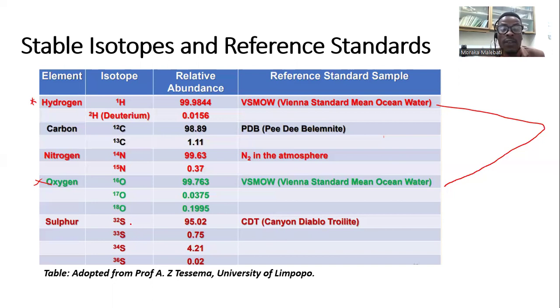sulfides, there are sulfur isotopes, and the most important ones are these ones, especially to track the formation of ore deposits. Okay, so you can use that one. Yeah, this table has been adopted from Prof. Isaac Tesema at the University of Limpopo.